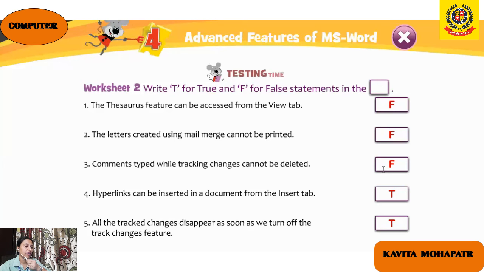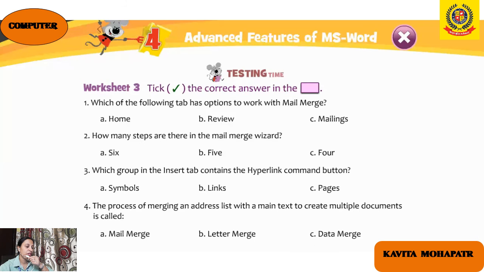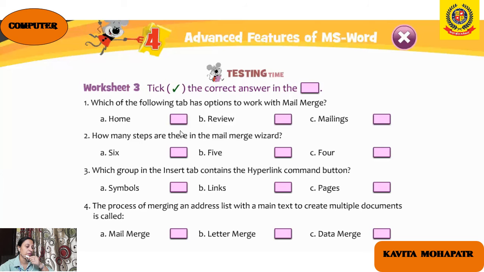Now tick the correct answer in the box. Which of the following tab has options to work with mail merge? Let's try home tab. Home tab is wrong. So mailing tab. Mailing tab has options to work with mail merge. How many steps are there in mail merge? There are 5, 6 or 4 steps. There are 6 steps in mail merge.